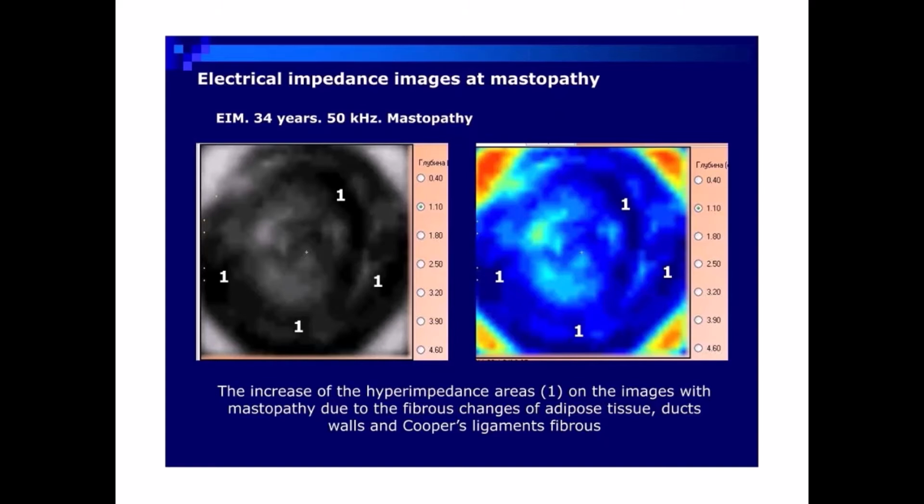Electrical impedance images at mastopathy. EIM. 34 years. 50 kHz. Mastopathy. The increase of the hyperimpedance areas, 1, on the images with mastopathy, due to the fibrous changes of adipose tissue, ducts walls and Cooper's ligaments fibrous.